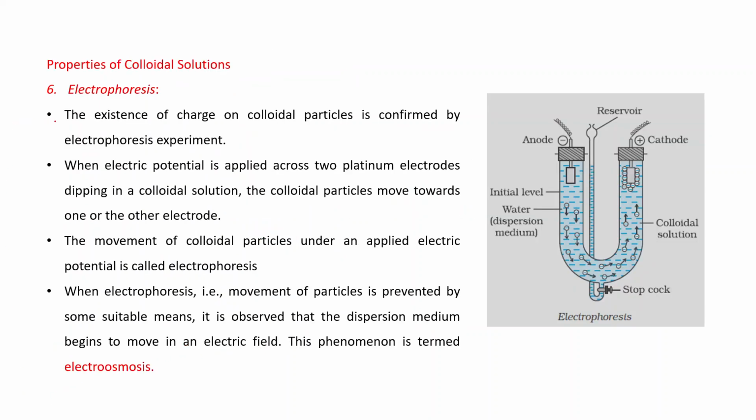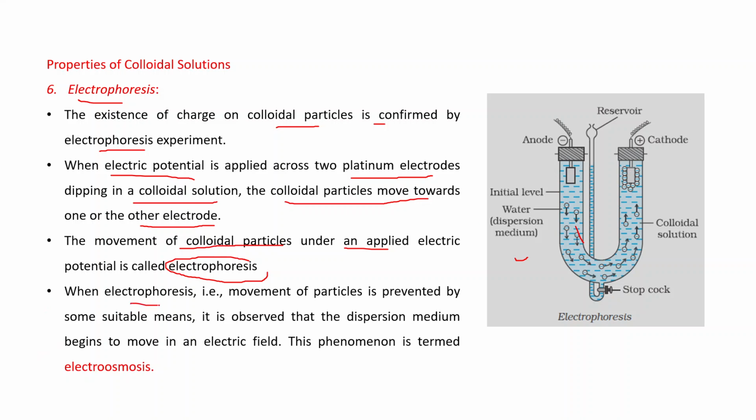Next one is electrophoresis. The existence of charge on colloidal particles is confirmed by electrophoresis. Now, what is electrophoresis? When electric potential is applied across two platinum electrodes dipping in a colloidal solution, the colloidal particles move towards one or the other electrode depending on their charge. The movement of colloidal particles under an applied electric potential is known as electrophoresis. In this diagram, you can see these colloidal particles are moving in this direction.